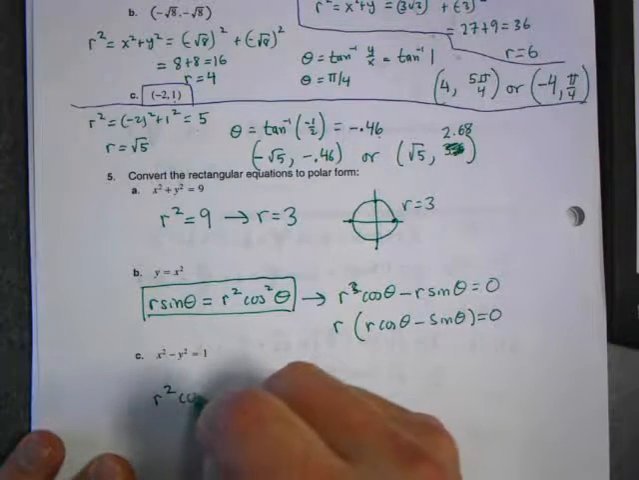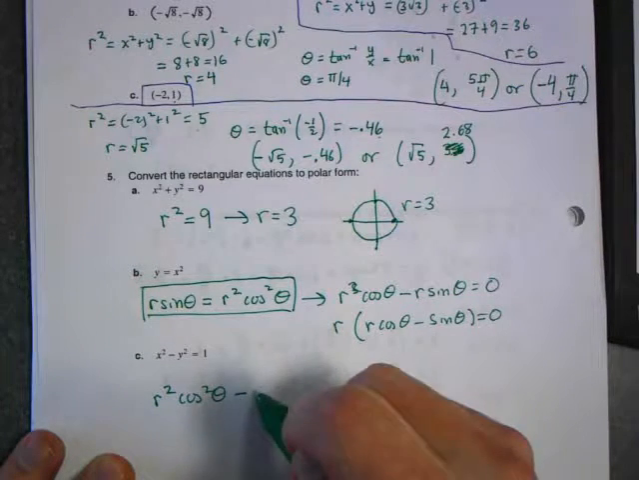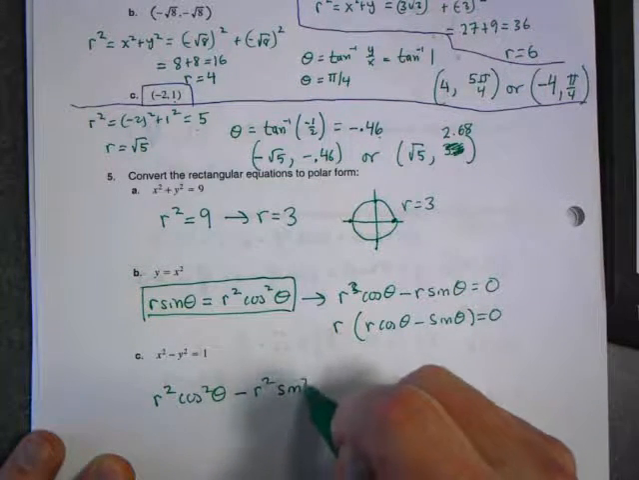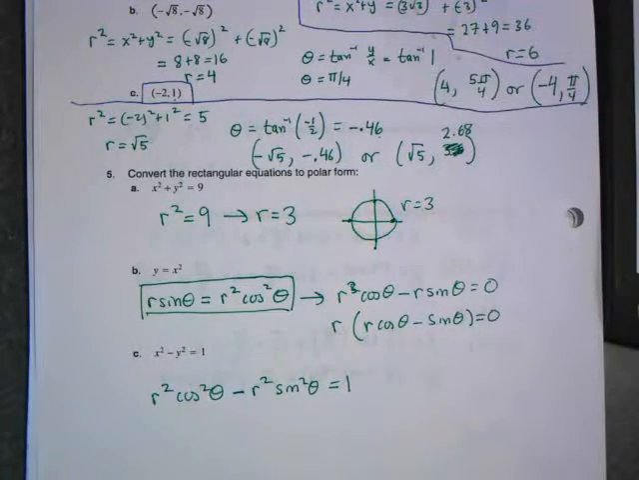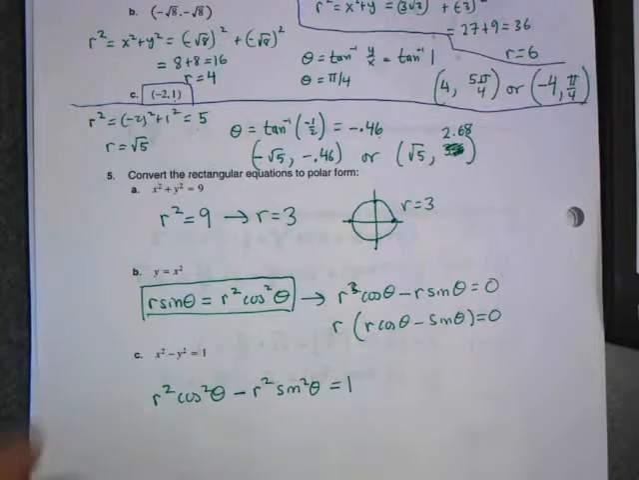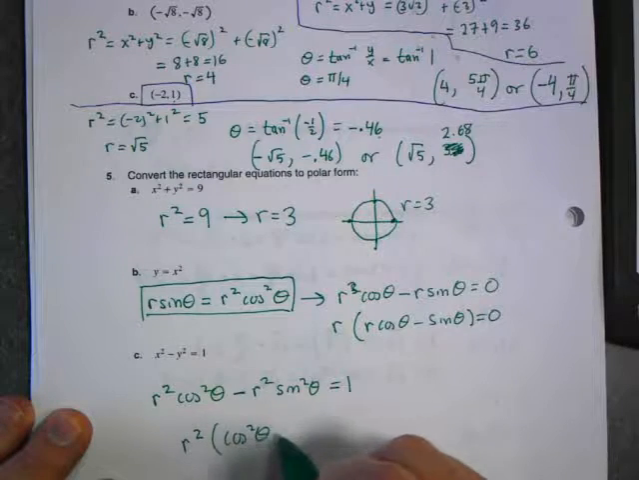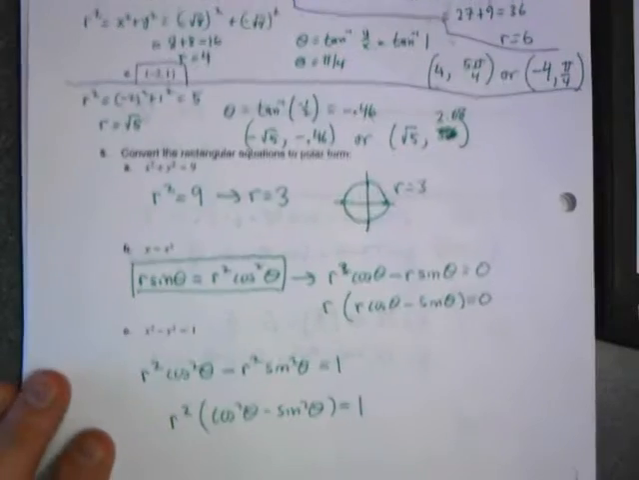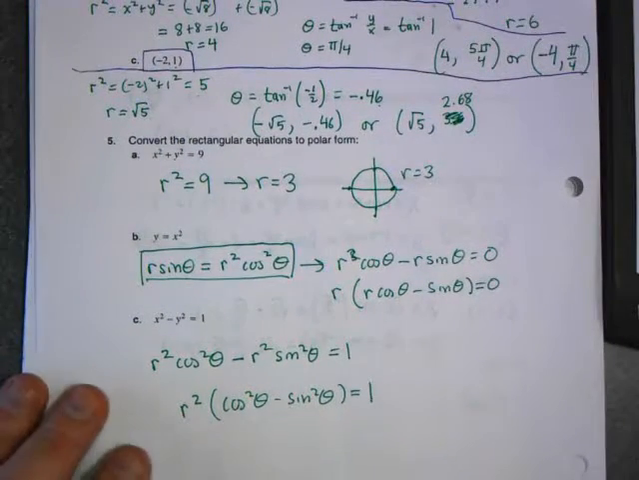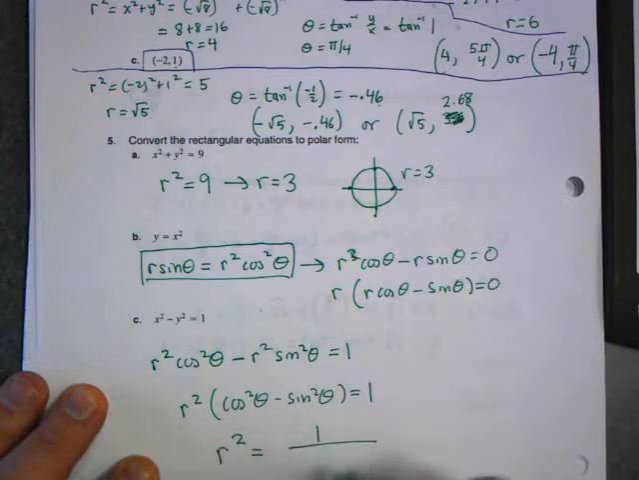R squared cosine squared theta minus, what's y squared? R squared sine squared theta. Now, this time I can factor the r squared out, can't I? So r squared times cosine squared theta minus sine squared theta equals 1. And then can I get the r all by itself? Yeah, I can. Well, I can get the r squared by itself, I suppose. R squared is 1 divided by cosine squared theta minus sine squared theta.